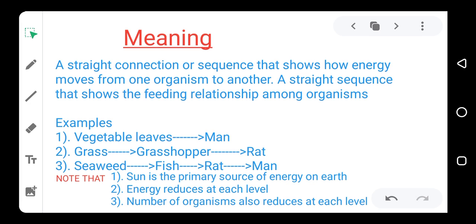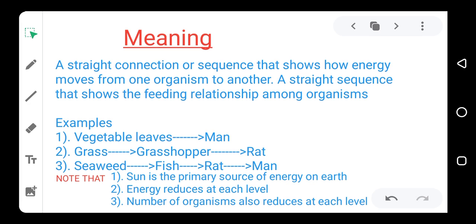It can be more than two, which involves the producer, the consumer, and other consumers. So like this example two, where we have grass to grasshopper, and from grasshopper to rats. So the energy is moving from the producer, which is the grass, to grasshopper, and from grasshopper to rat.